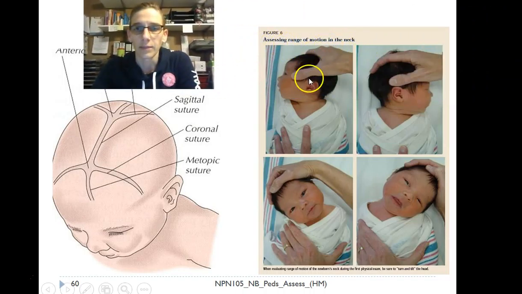All right, this is assessing range of motion of the neck. You obviously don't do this very hard. It's not forceful. You're just literally moving the head around, and it will turn very easily.